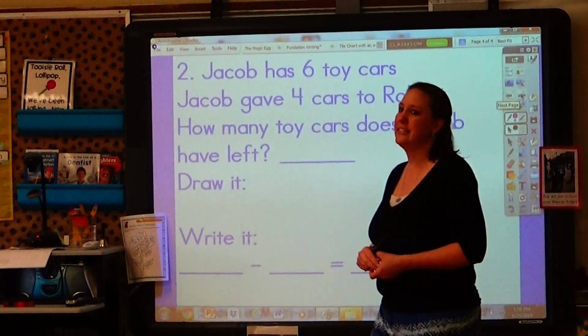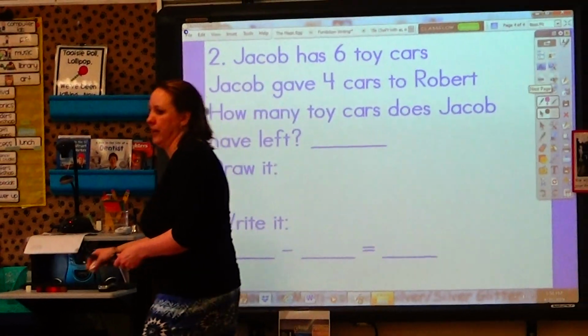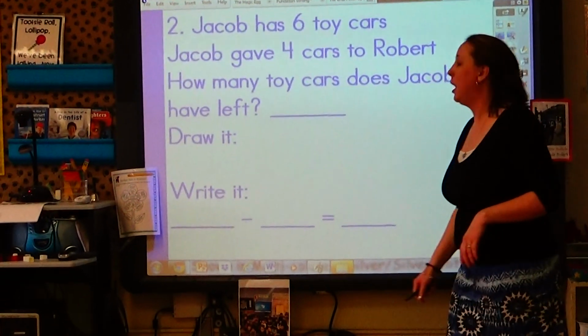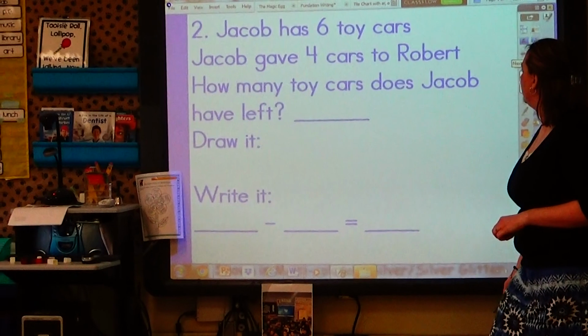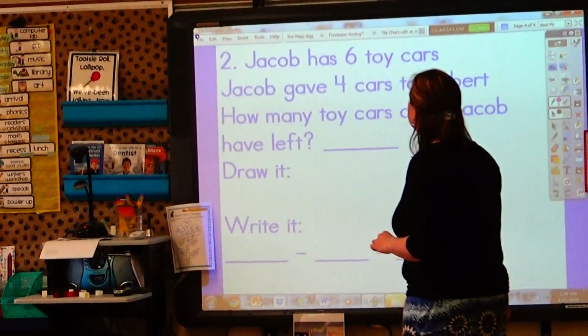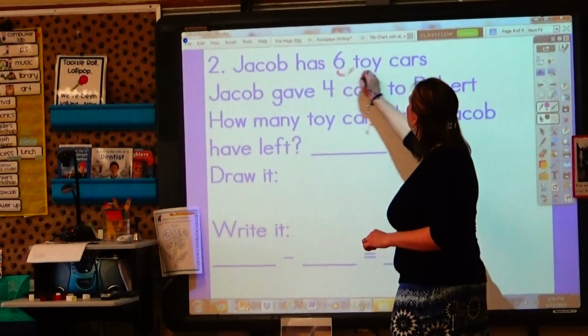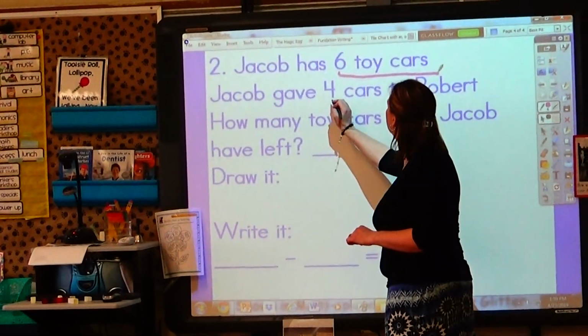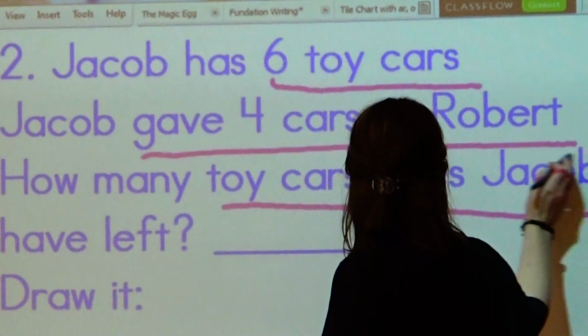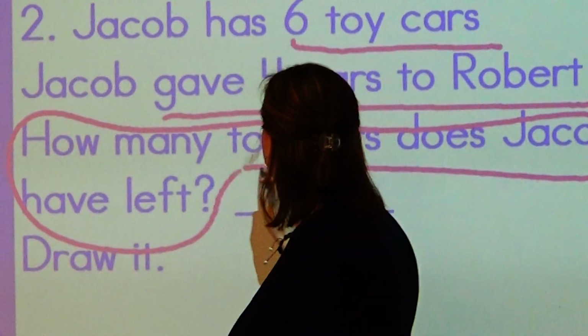Jacob has 6 toy cars. How exciting, right, David? Jacob gave 4 cars to Robert. How many toy cars does Jacob have left? Let's think about this. Let's underline what we know. 6 toy cars. He gave 4 toy cars to Robert. So how many toy cars does he have left?